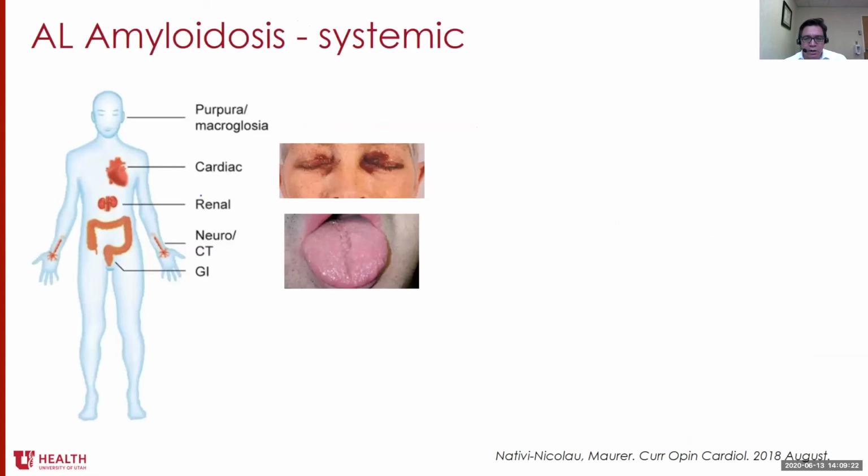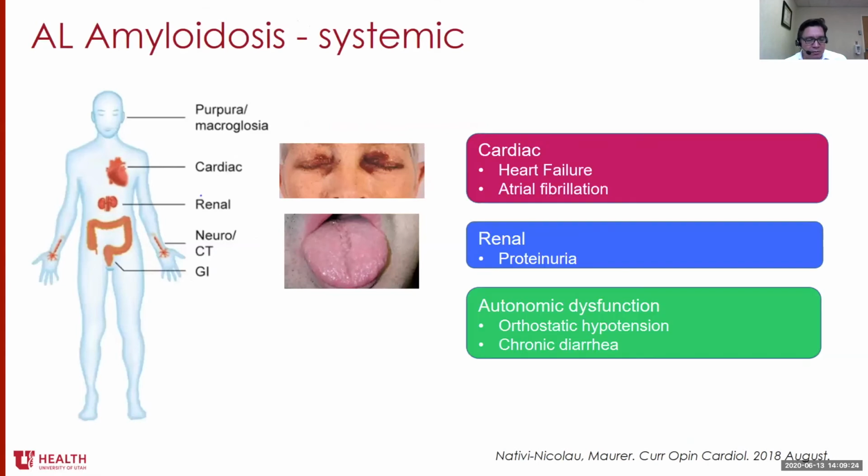As we know, light chain amyloidosis is a systemic disease, meaning that it can affect almost all the organs in your body. Predominantly the heart, causing heart failure, and we're going to expand on this, atrial fibrillation. The kidneys can cause you to lose protein in your urine, and it can also affect your autonomic nervous system, causing lightheadedness when you stand up, or chronic diarrhea, weight loss.